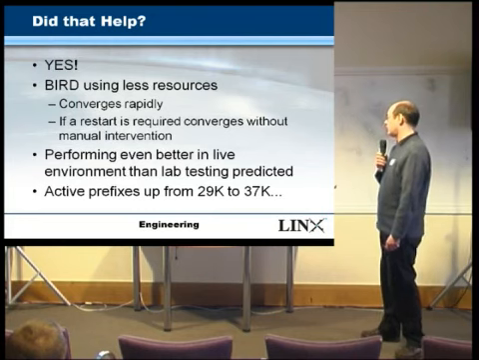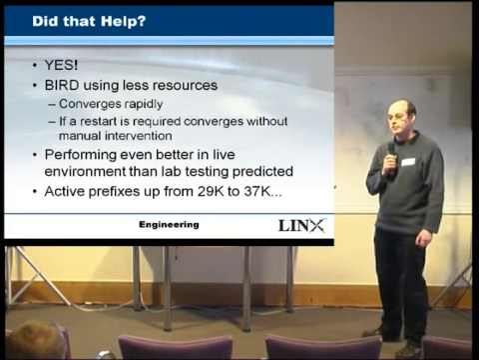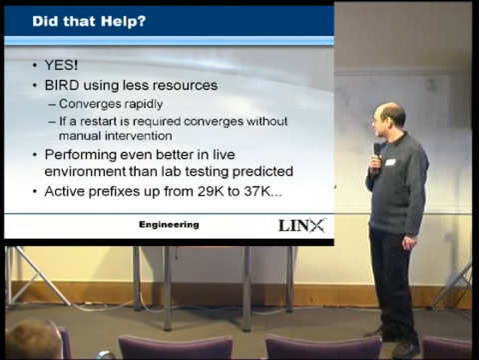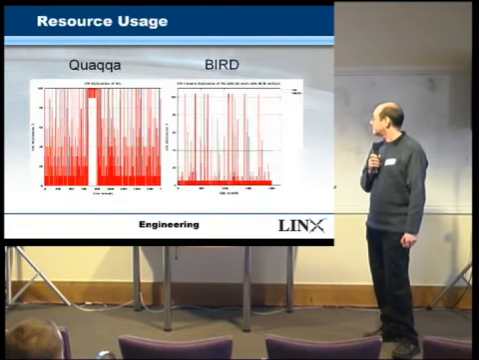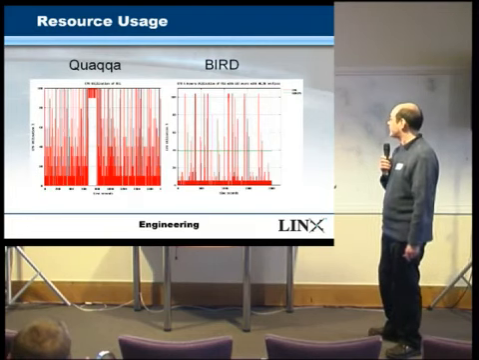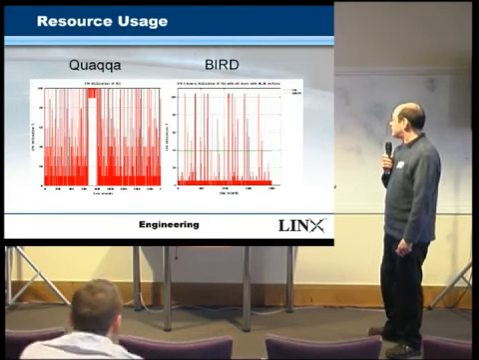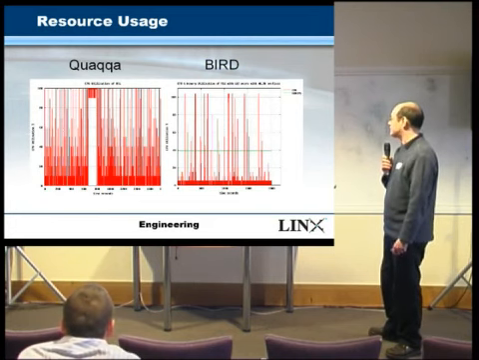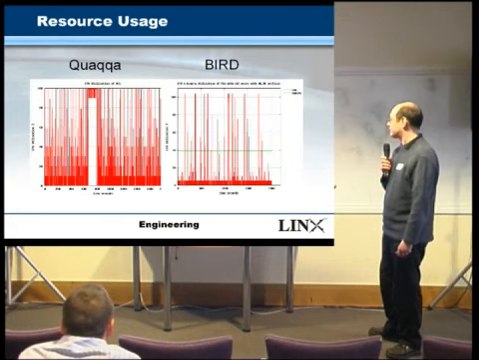One interesting quirk is we've actually seen the number of active prefixes on the root server go up from 29,000 to approximately 37,000. I'll come on to that in a bit more later. Here's a quick little graph, CPU usage mainly, looking at Quagga. You can see one of the nasty spikes in the middle. I'm not entirely certain what that was.